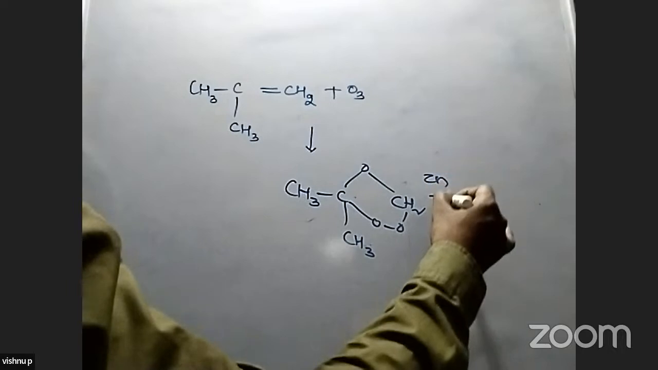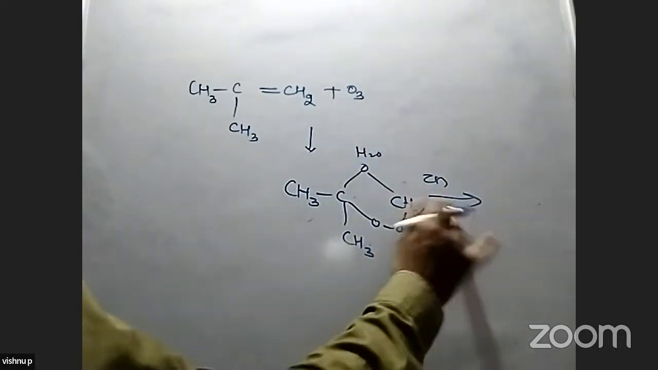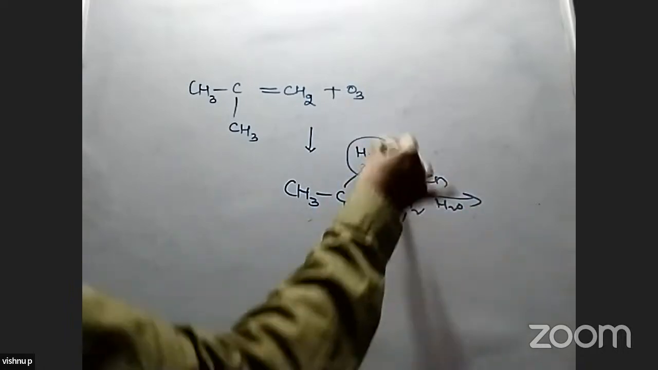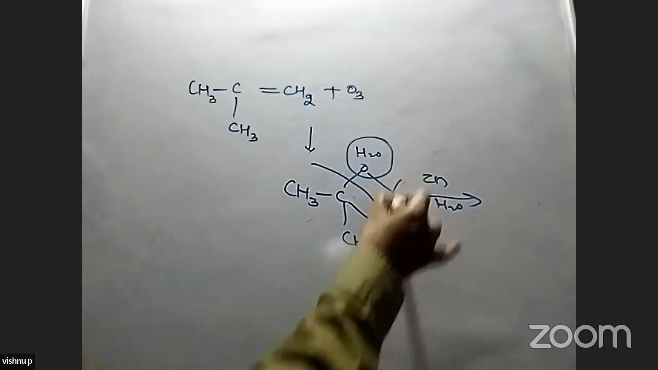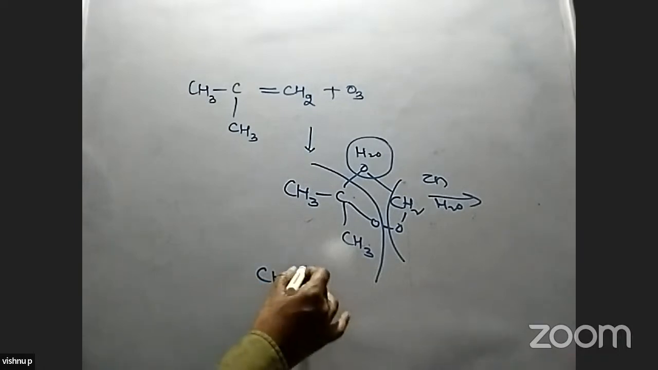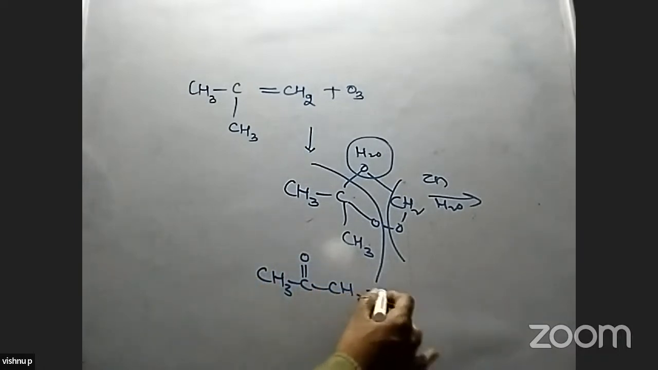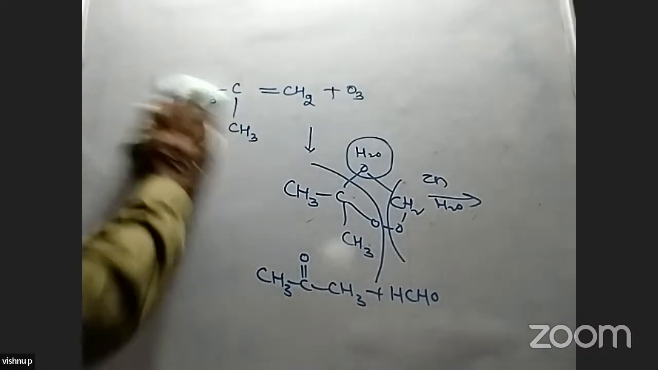In reductive ozonolysis with zinc and H2O, the H2O part generally removes this oxygen. Then the bond is cleaved in the middle of these two oxygens. So what type of compound is formed here? CH3COCH3 plus HCHO is formed in this reaction. Propanone and also formaldehyde are formed in this ozonolysis reaction.